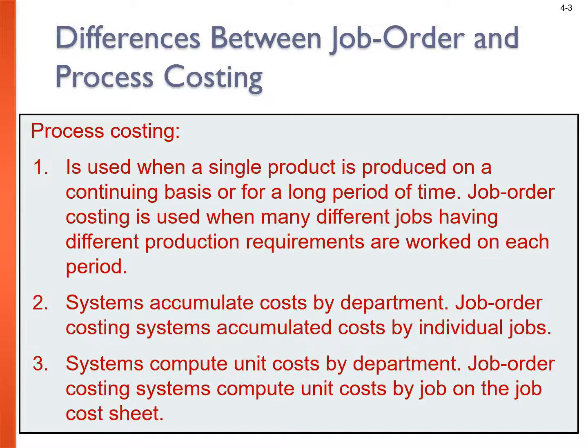Job order costing would not apply there because you can't identify as easily materials and labor. Okay, so we use a different type of costing system called process costing for those types of productions. Systems accumulate cost by department instead of jobs. Job order costing accumulates cost by individual jobs. In process costing, systems compute unit costs by department. Job order costing, unit costs by job on the job cost sheet. So it's just a different approach because of how the product is being produced.